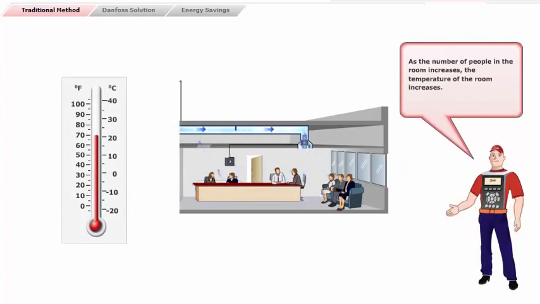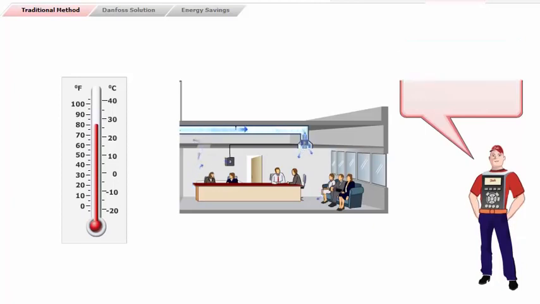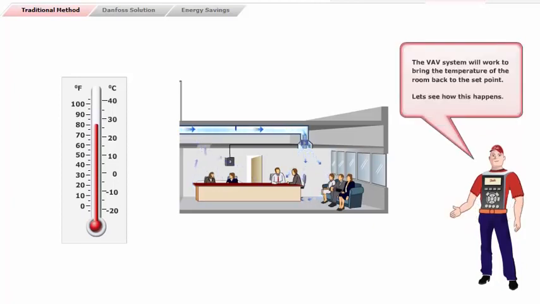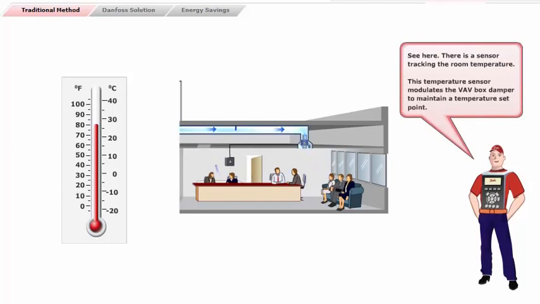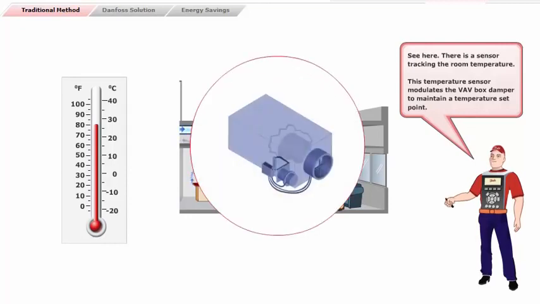As the number of people in the room increases, the temperature of the room increases. The VAV system will work to bring the temperature of the room back to the set point. Let's see how this happens. See here, there is a sensor tracking the room temperature. This temperature sensor modulates the VAV box damper to maintain a temperature set point.